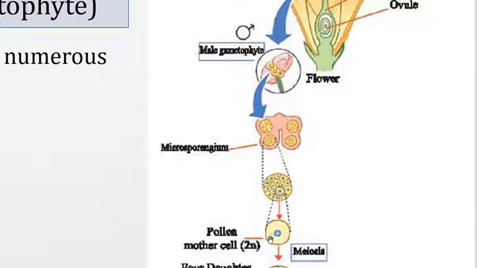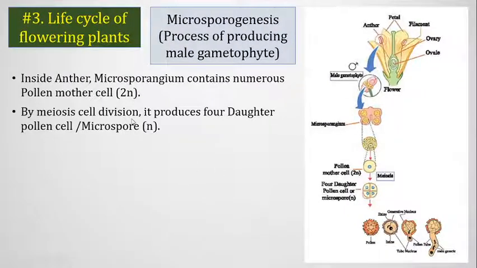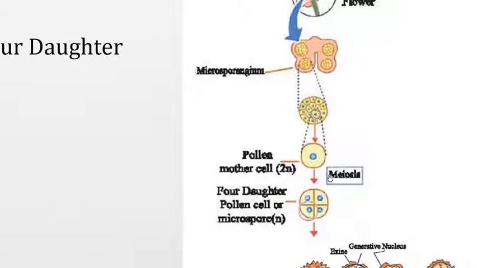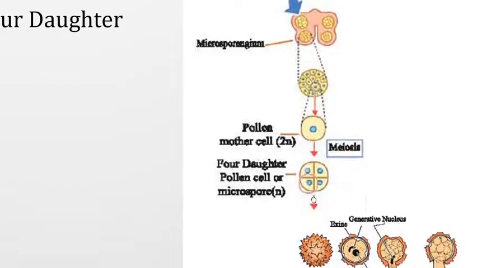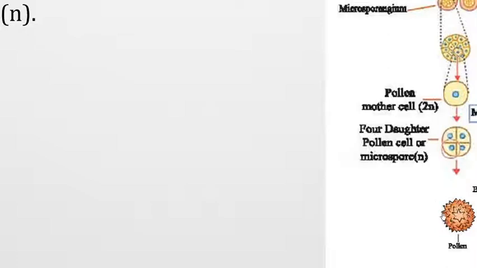We have zoomed in on a single pollen mother cell, and we know that this pollen mother cell undergoes meiosis cell division and produces 4 haploid daughter pollen cells or microspores. So this diploid pollen mother cell undergoes meiosis to produce 4 daughter pollen cells or microspores. Each pollen cell, when matured, looks like this. Their outer surface is somewhat spiky and also sticky.